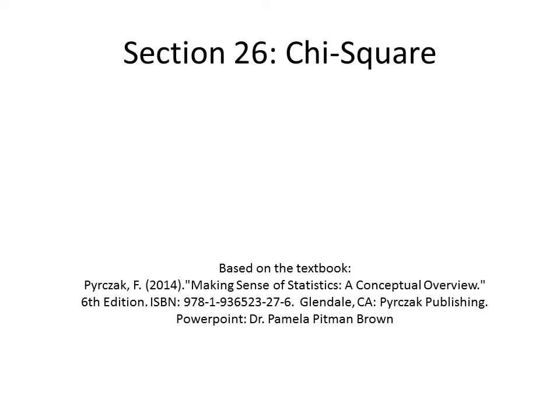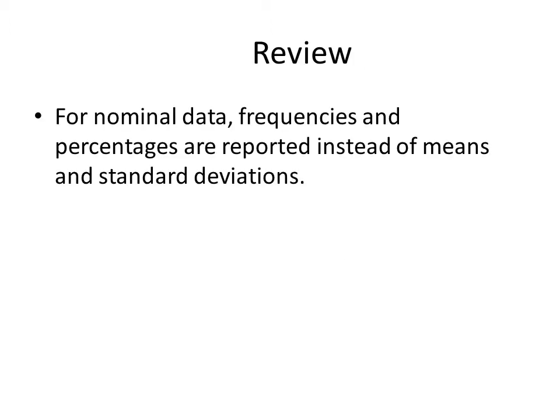This is section 26, chi-square, in Making Sense of Statistics. Let's do a quick review of nominal data.